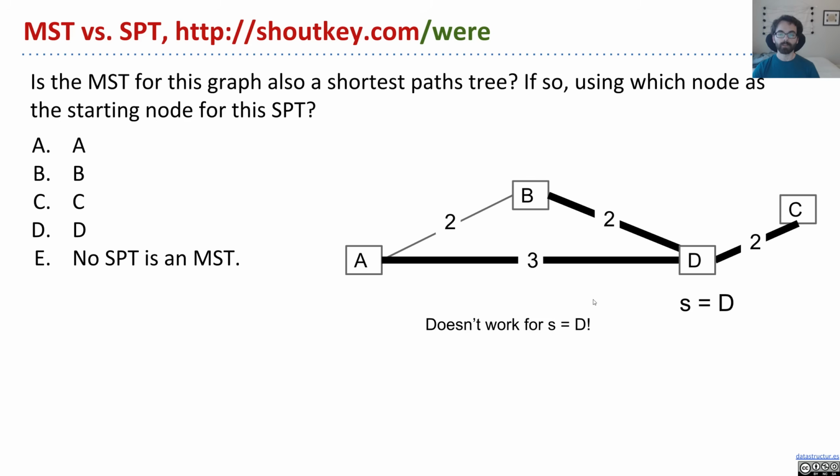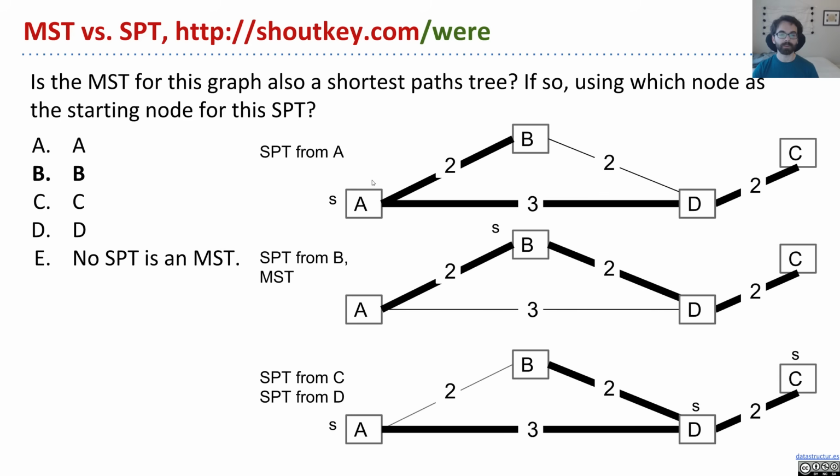Okay, so if we look at the shortest paths tree for A, we again get a tree, and that tree connects up all of our vertices, but is not the minimum spanning tree. But from B, it does work. So what we see in the middle, this is the shortest paths tree starting from B, and it's also the minimum spanning tree. And then lastly, C and D have the same shortest paths tree, and it's not the minimum spanning tree. So it just happened to work.